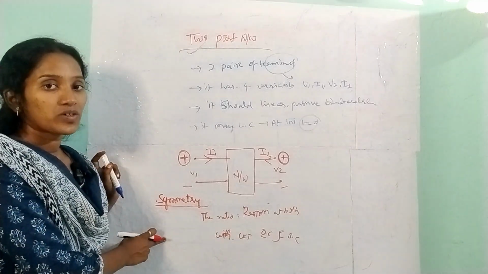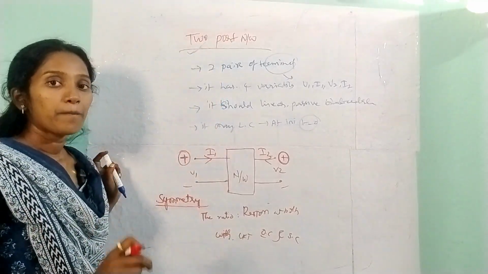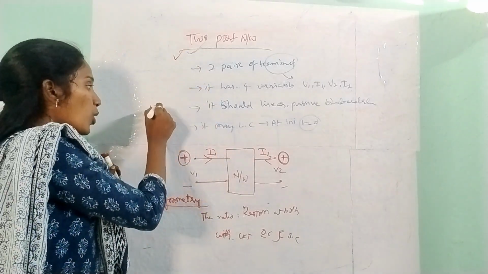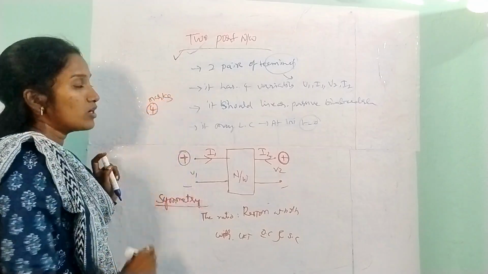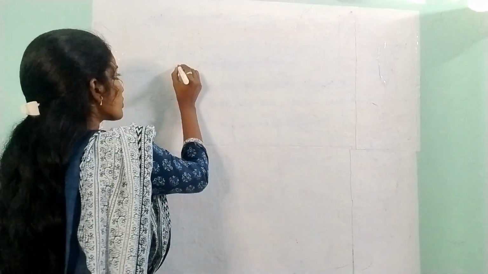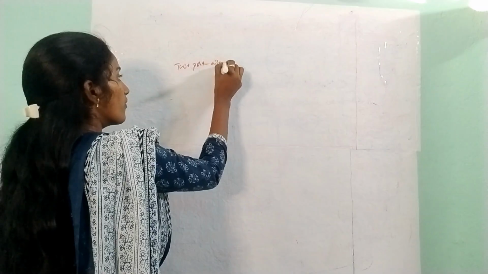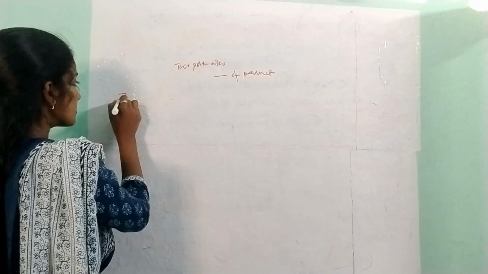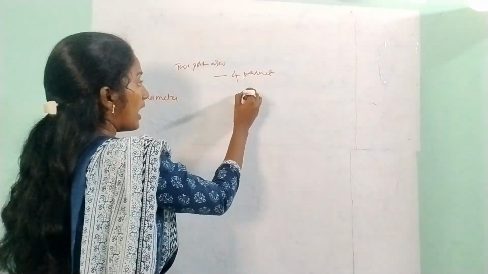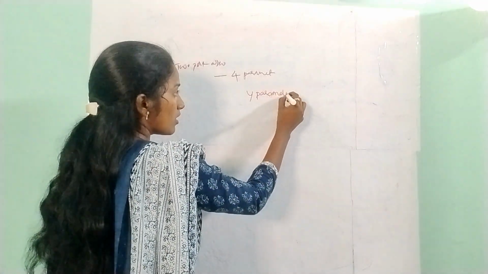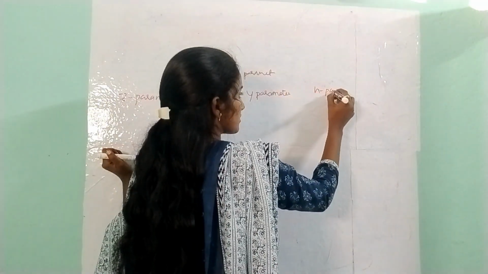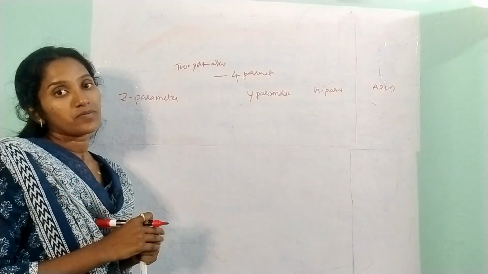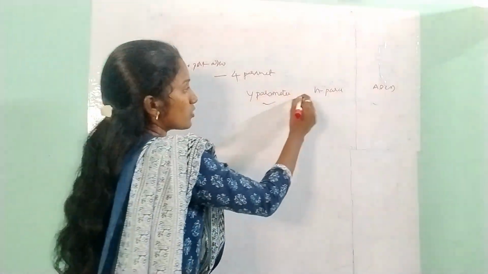Okay, this is the symmetry condition for the 2-port network, and we'll see the parameters we get from the 2-port network. Okay, this is a very important topic. This is a small topic, but almost 4 marks are covered from this topic. Okay, now from a 2-port network we can get 4 parameters. Okay, one is the Z parameter, another one is the Y parameter, another one is the H parameter, and another one is the ABCD parameters. Okay, we'll see the independent variables and dependent variables in these 4 parameters.